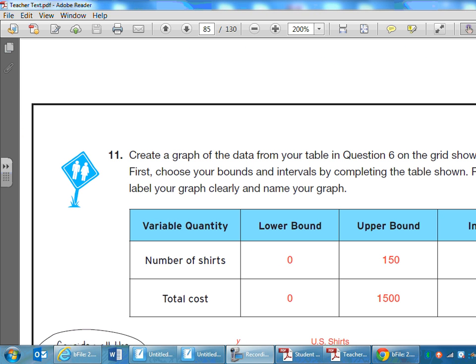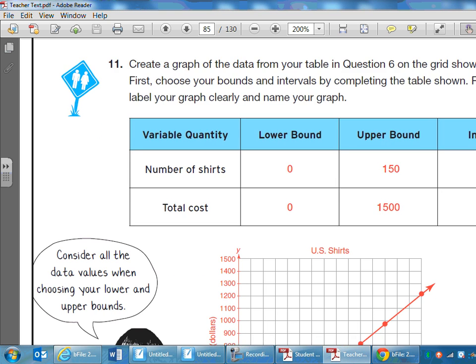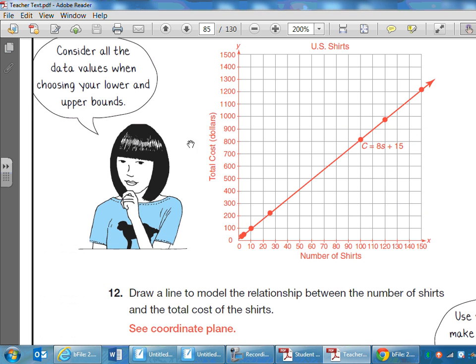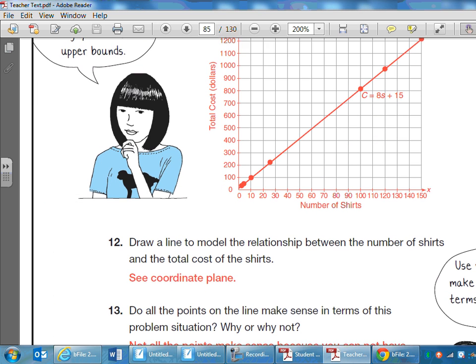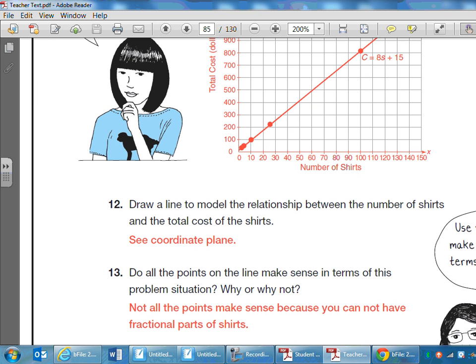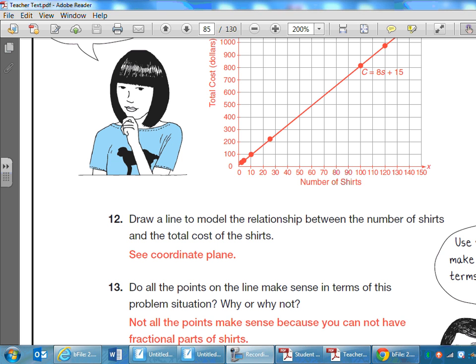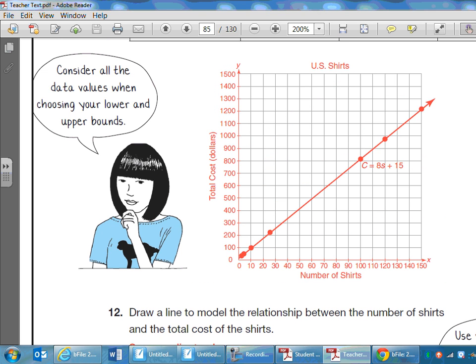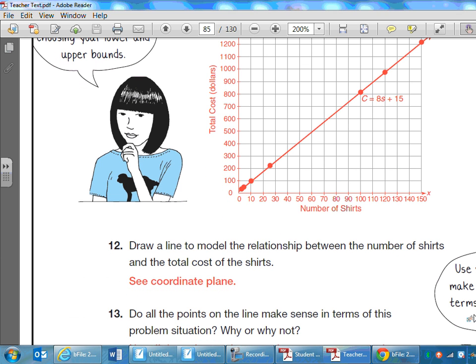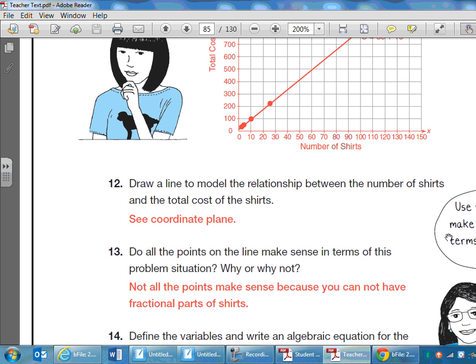All right, on number 11, it wants you to use, I think on number 6, we had created that chart. It wants you to use that chart to graph your points to create a line. So this is what you'll use as your lower bound, your upper bound, and your interval. And that just means what you'll use for these. So go ahead and graph your points and make a linear line. Once your graph is drawn, don't forget title, axis, intervals, and labels. You can answer 12, 13, and 14.